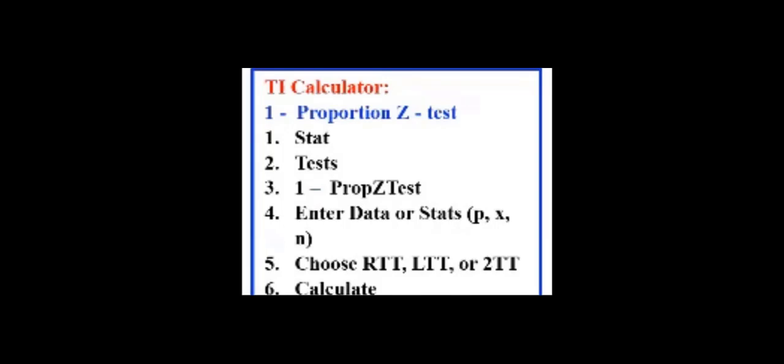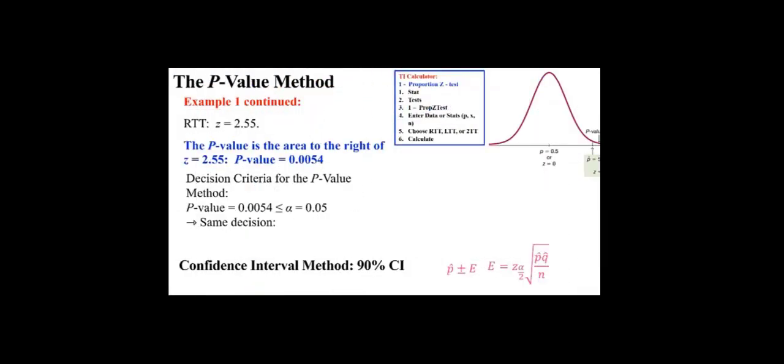So you go to stat, test, one proportion z-test, and you either enter data is given, or stats. To do that, you need to put the proportion p, x, and n, and then choose whether it's a right tail test, two tail test, or left tail test. And so when we do that, you use your calculator.